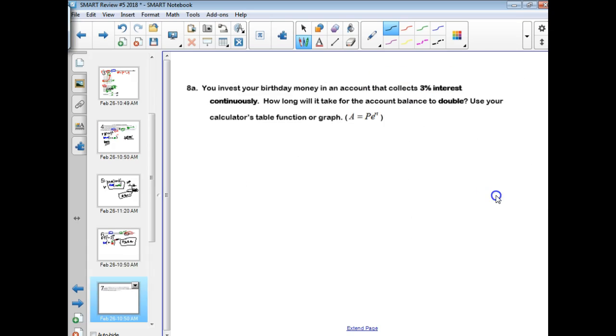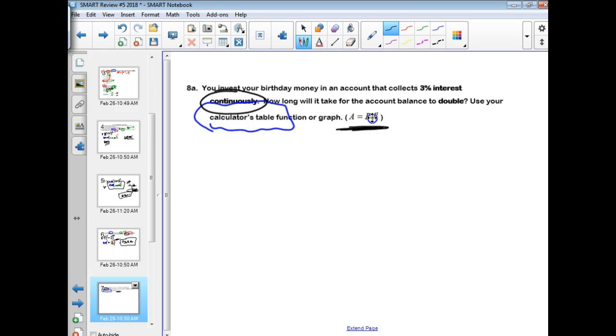All right, 8A. So see on this question how it says use your graphing calculator's table? That's my way of telling you to use your table. So we have birthday money. It collects 3% continuously invested in a continuous account. So I'm telling you to use your PERT formula. And this is the question where it feels like they didn't tell me enough information.